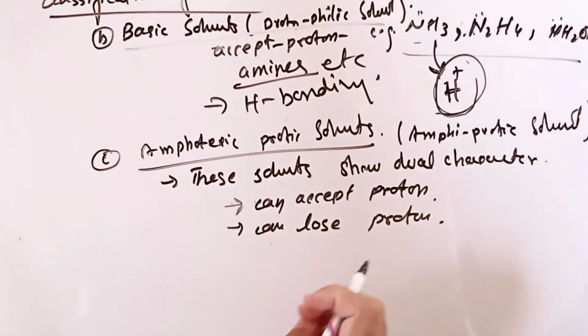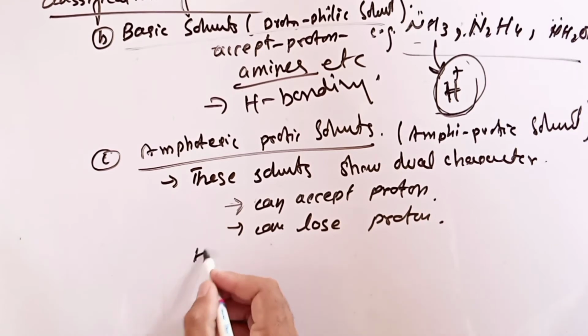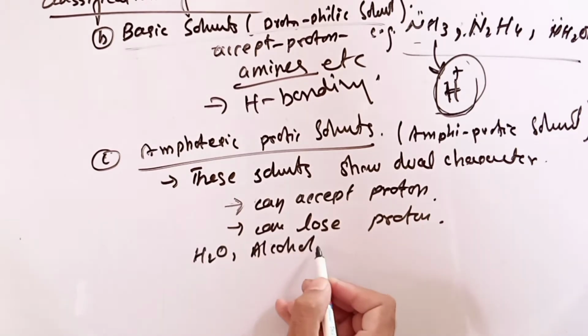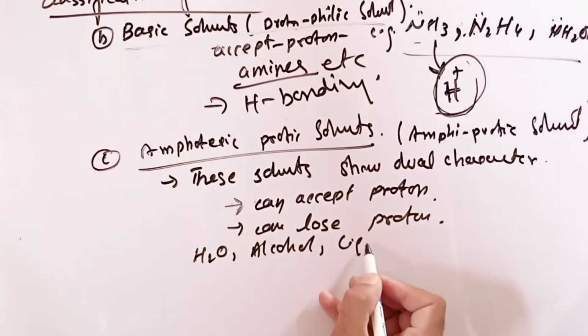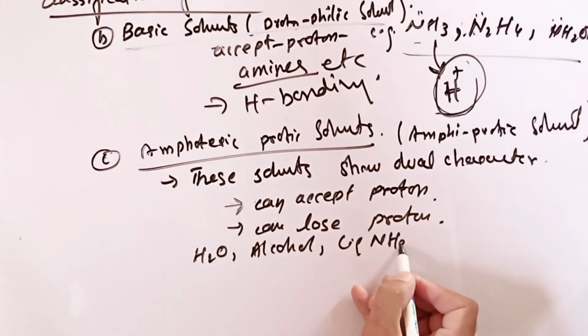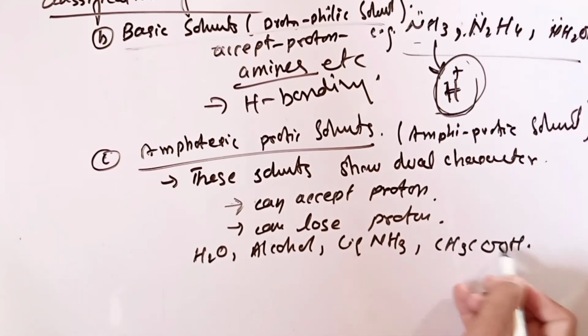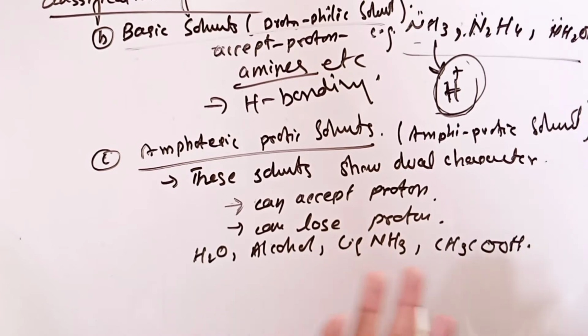It depends on the nature of the reacting species. For example, in water, in alcohol, in liquid ammonia, in CH3COOH, in all these cases the solvent has the capacity to accept a proton as well as the capacity to lose a proton. For example, H2O.